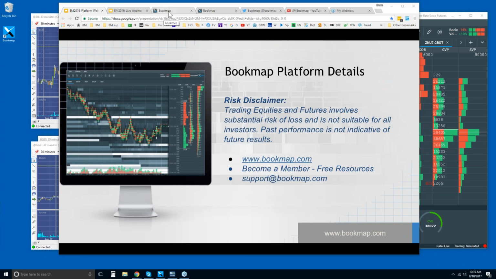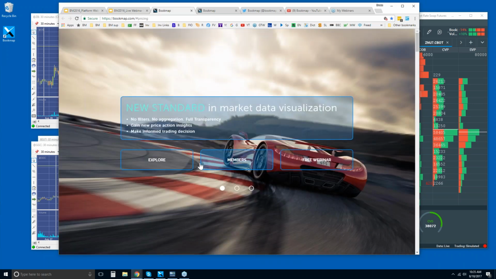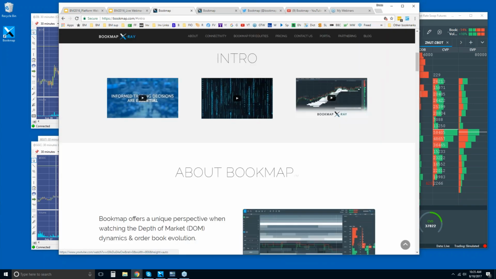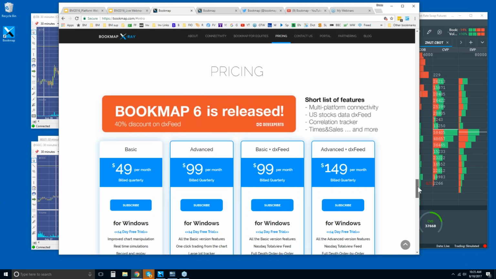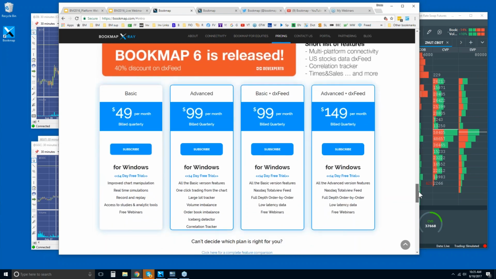Let's see here. So I want to show you where you can find Bookmap. It's here. You might want to watch these intro videos here just to get a feel for what Bookmap is all about. And then let's click on the pricing tab. This is where you can find Bookmap, and this is where you can get your 14-day trial period.